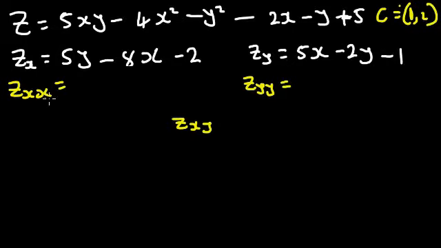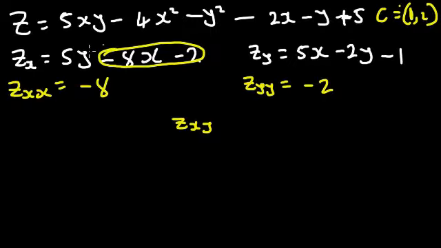So what actually will be z sub xx? Well, we need to take this and this as a constant, and then differentiate the same with respect to x, which is minus 8. And for z sub yy, take this and this as a constant, and differentiate this one with respect to y, and that's simply minus 2. And for z sub xy, we have to take this and this as a constant. Pay attention to this one and differentiate it with respect to y. That will give us 5. Please, I hope you are following.